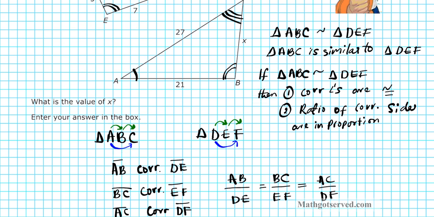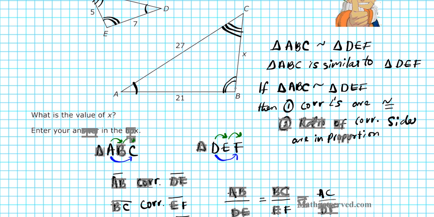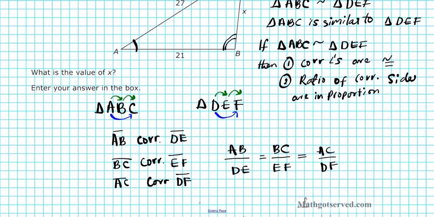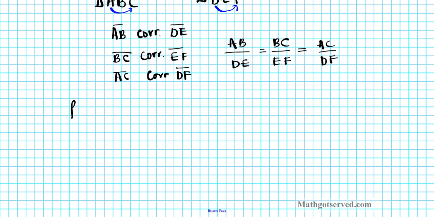So in this problem, we're looking for the value of x, which is CB. So we want to find x. Let's write that down. We want to find x, which is equal to CB. So what we're going to do is pick the ratio that has CB or BC. CB is the same thing as BC.